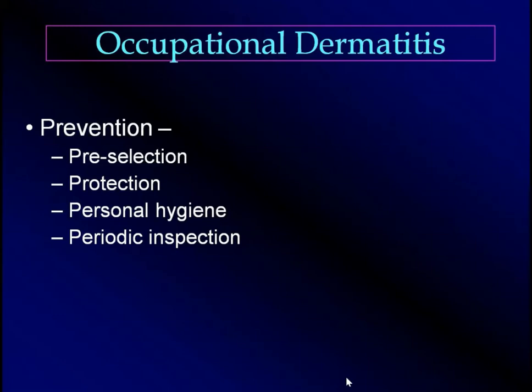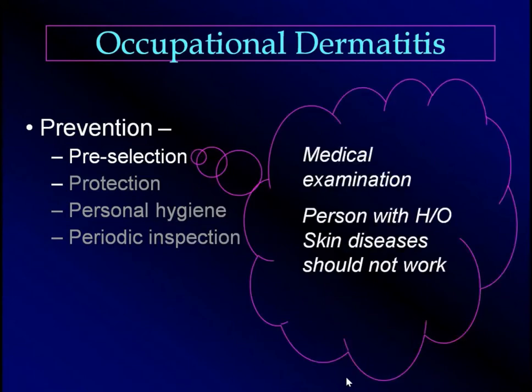So how do you prevent this dermatitis? It is simply by pre-selection. Pre-selection means, before selecting a worker who has to work under these conditions, you have to properly examine the worker, who may be more prone to these kinds of diseases. We have to avoid putting that person into this work. So that is the first thing, pre-selection.